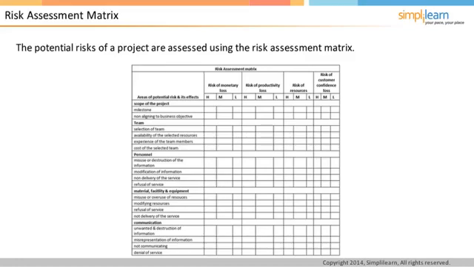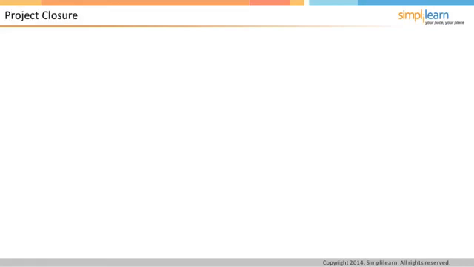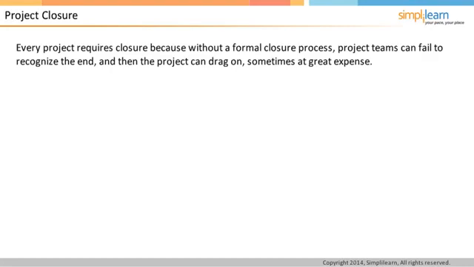By definition, a project has a beginning and an end. But without a formal closure process, project teams can fail to recognize the end, and then the project can drag on, sometimes at great expense. Every project requires closure. For large or complex projects, it's a good idea to close each major project phase, for example, design, code, and test individually.